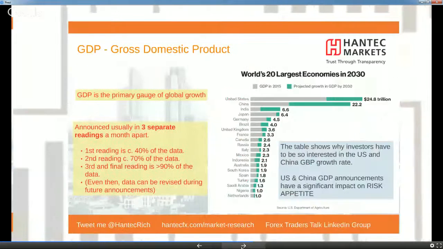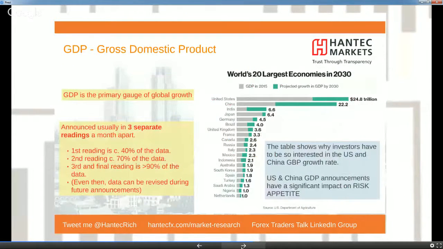So let's have a look at GDP. As I said, it's the primary gauge of an economy, really the economic growth side of an economy, and it's the total amount of goods and services produced by the country, and it's calculated across the year. You get percentage changes from one year to the next, and it's certainly used by central banks. You get three separate readings, as I said.